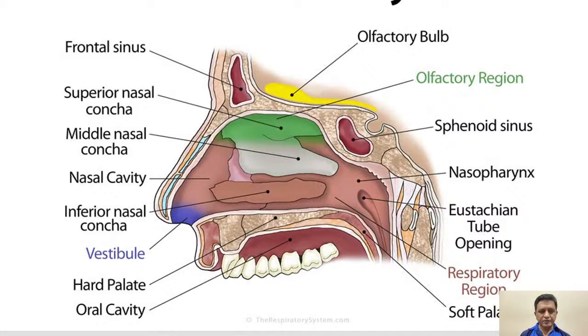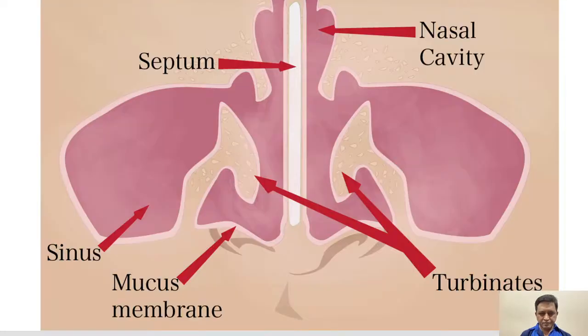We'll just look at a brief sketchy anatomy of the nose. Open your eyes. So this is the nasal cavity. If you look at from the front, you have left opening, right opening, and there is a wall here, a cartilage called septum, which divides the nasal cavity into left and right. This is the front view.